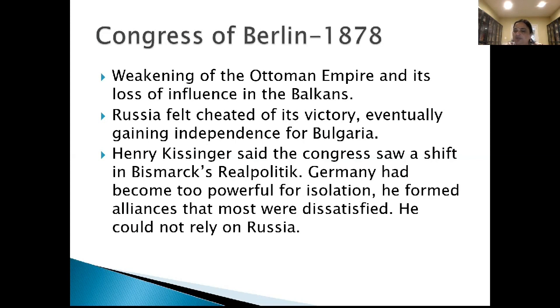Henry Kissinger, who has written a lot on this period, believes that this Congress of Berlin 1878 saw a shift of power in favor of Bismarck's realpolitik, meaning realist politics. Germany had become too powerful for isolation. And Bismarck formed alliances that most were dissatisfied with. And he never trusted Russia and did not want Russia to get the fruits of their victory in the Russo-Turkish War.